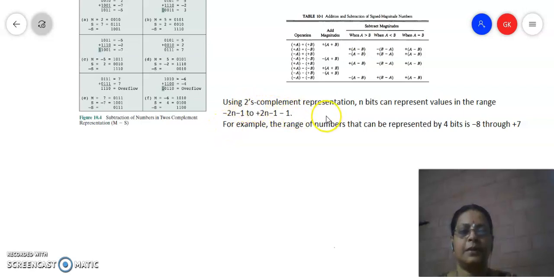So using 2's complement representation, if we are using n bits, then the range of numbers that can be represented is given like this. Maybe I will just write it down. If it is going to be an n-bit representation, you all know out of this n bits, one bit will be reserved for the sign bit. So remaining we have only n minus 1 bits. With the remaining n minus 1 bits, how many symbols can we generate? 2 power n minus 1. And this is in the minus range. Then plus 2 power n minus 1, then minus 1 here.